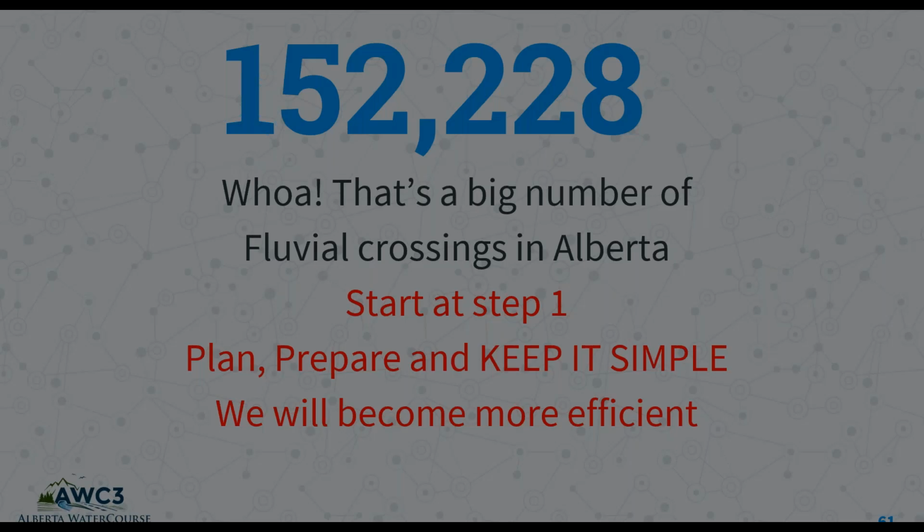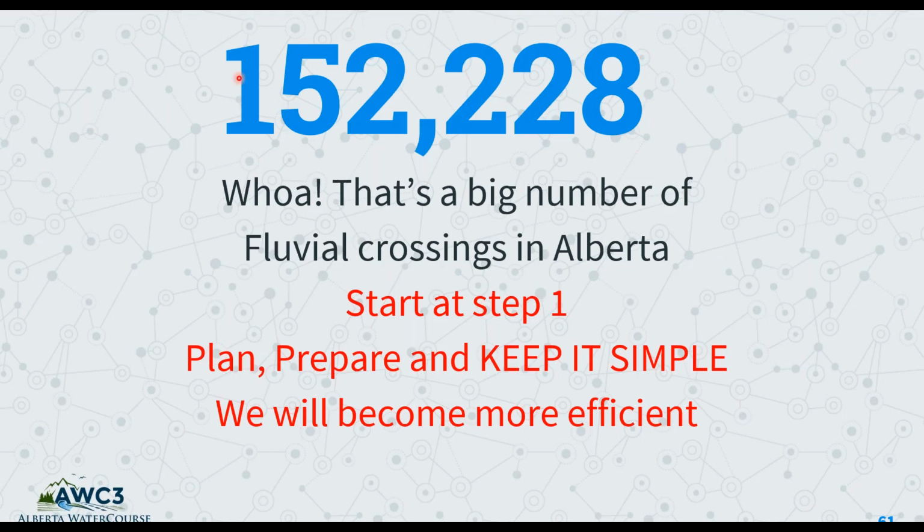In summary, I just want to bring up this number here. So 152,228. That seems like a very huge number of fluvial crossings in Alberta. I don't think the number is 100% accurate, but we do know there's lots of issues out there. Start at step one. If we don't fix a crossing, that number is never going to drop. If you plan properly, prepare properly, keep it simple, we will all become more effective and efficient over time.